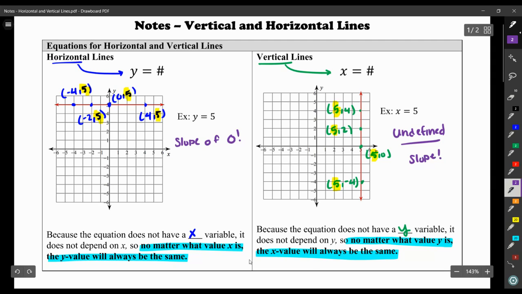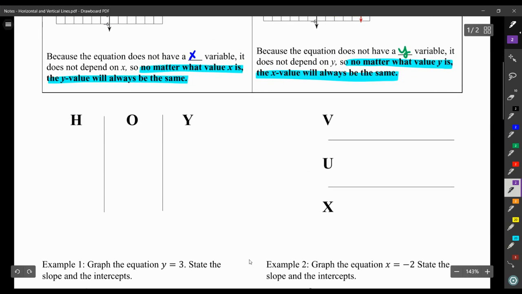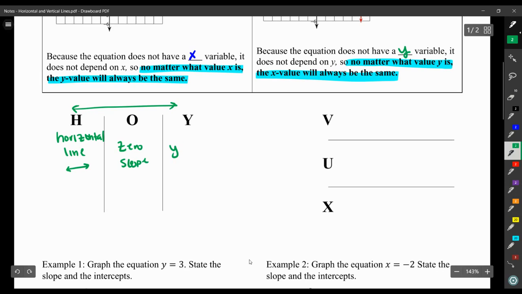Now, here's a way to help you remember, using two acronyms. We have HOY, H-O-Y, and VUX, V-U-X. For the HOY, notice that I wrote these horizontally. That's what the H stands for. The H means that you have a horizontal line, so that's left to right. The 0 is to remind you that this has 0 slope. And the Y is to help you remember that it's always y equals a number.